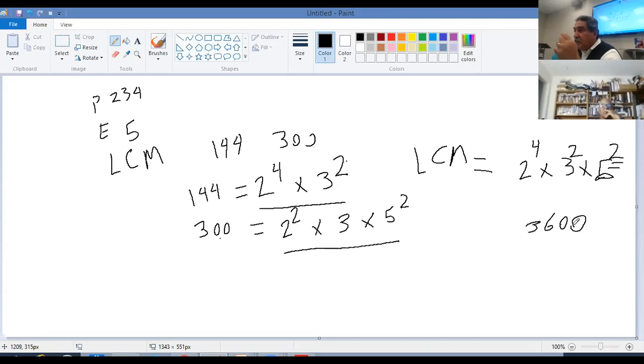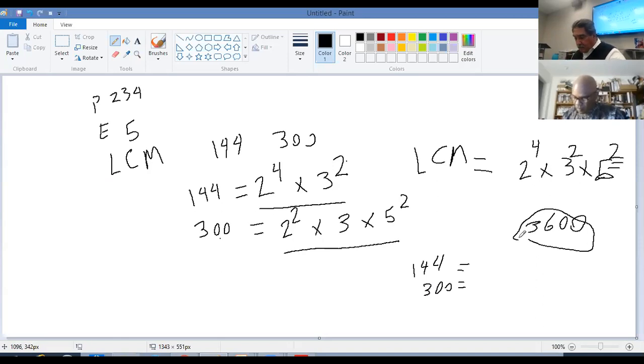It means when you find multiples of 144 and multiples of 300, the number which is common between both of them, if I write the multiples of both of them, and it's the least, would be this. Okay? Let's look at another example.